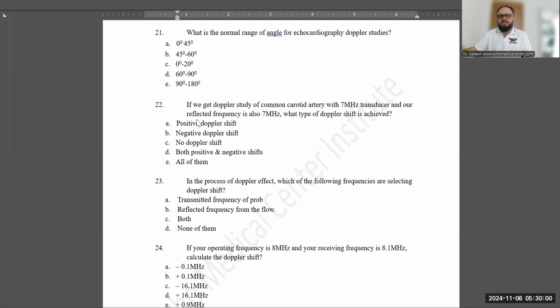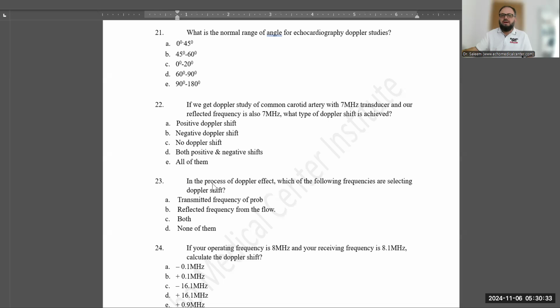Okay, next question. If we get a Doppler study of the common carotid artery with a 7 megahertz transducer and our reflected frequency is also 7 megahertz, what type of Doppler shift is achieved? If your operating frequency and receiving frequency are the same, what type of Doppler shift do you receive? Absolutely, that is right. No Doppler shift will be received, because reflected frequency minus initial frequency, both of them being the same, means the Doppler shift will be 0 in that case.